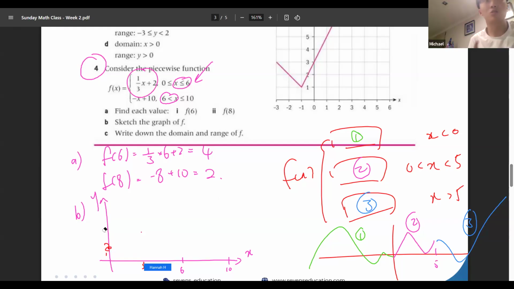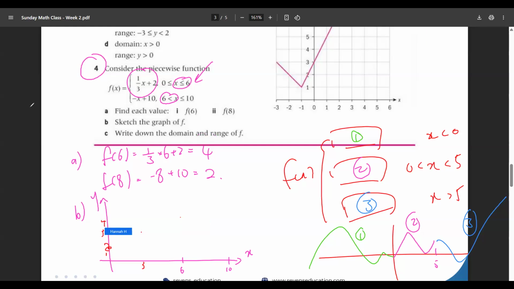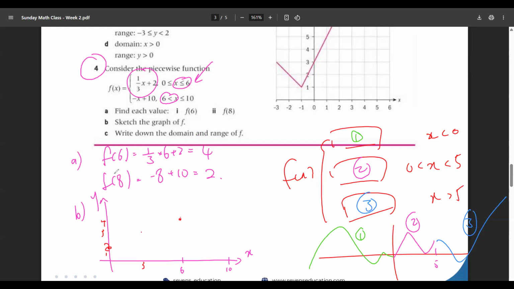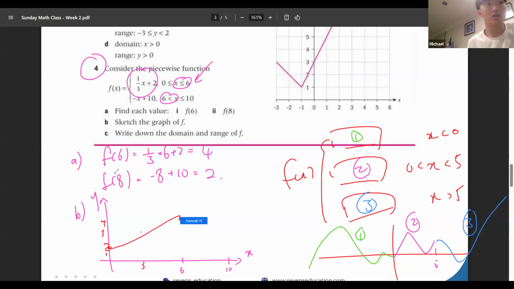I can give you a hint. You already figured out a second point, which is 6 and 4, right? So would it be here? So you can get to the second one straight away. Draw a line. Yeah, nice. That's done.